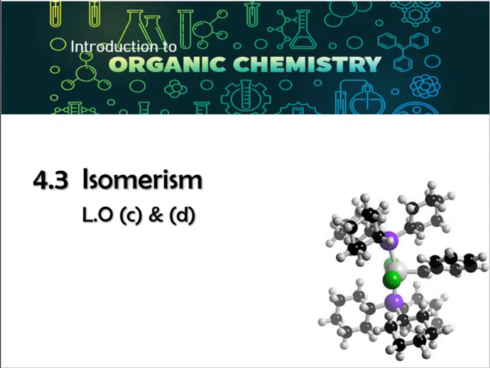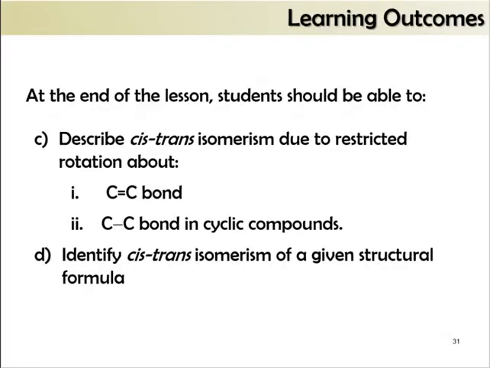So today we will continue our lesson, Chapter 4, Introduction to Organic Chemistry, 4.3 Isomerism with LO, C and D. Learning outcomes. At the end of the lesson, you should be able to describe cis-trans isomerism due to restricted rotation about carbon-carbon double bond, carbon-carbon single bond in cyclic compounds. D. Identify cis-trans isomerism of a given structural formula.